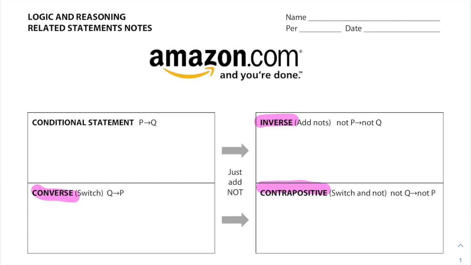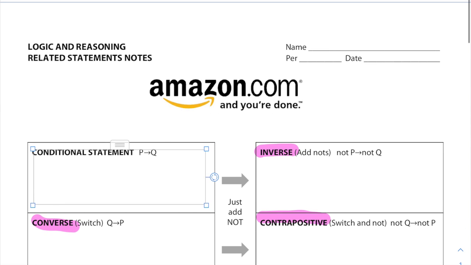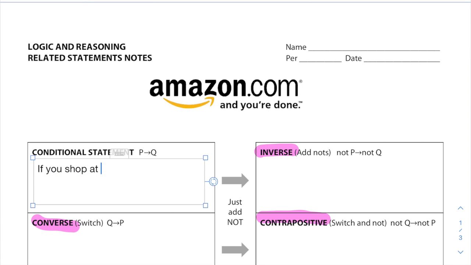So we are looking at this advertisement, Amazon.com, and you're done. We have to come up with a conditional statement for that advertisement. I think that means something like, I can shop at Amazon and get all my shopping done. Like, I don't need to go to a million different stores. So I'm going to say, if you shop at Amazon.com, then you can do all your shopping at once.